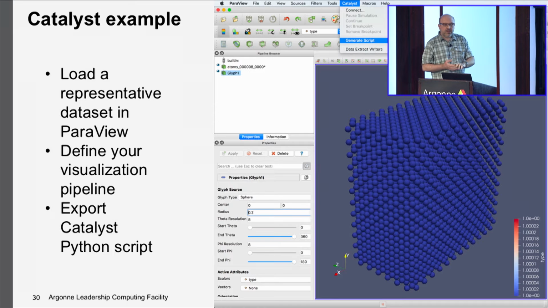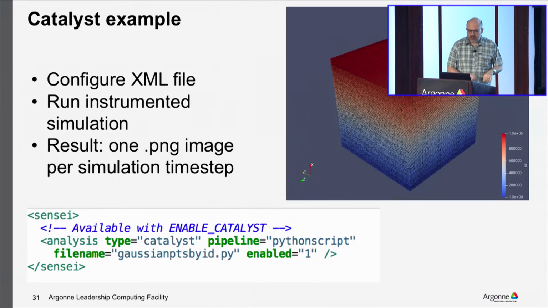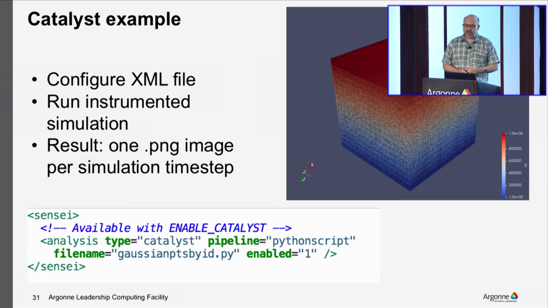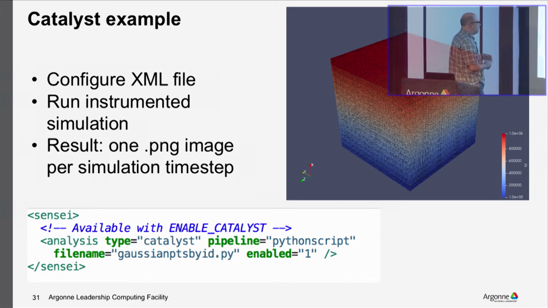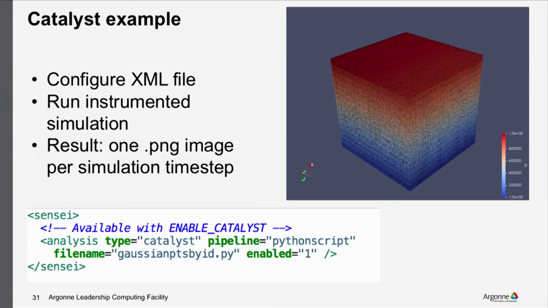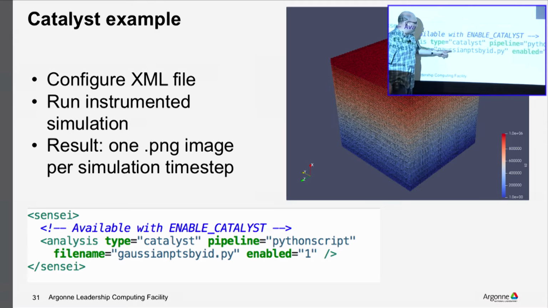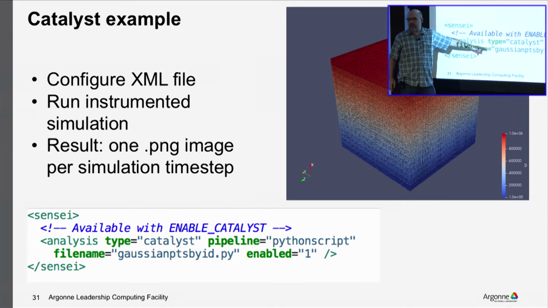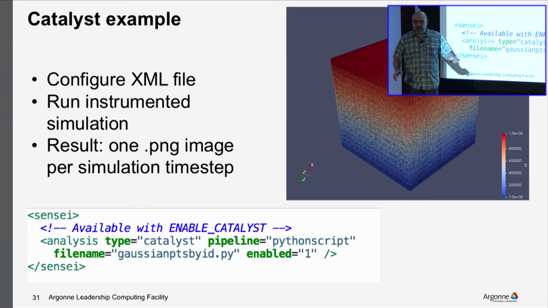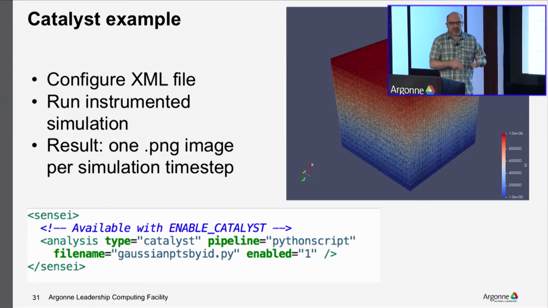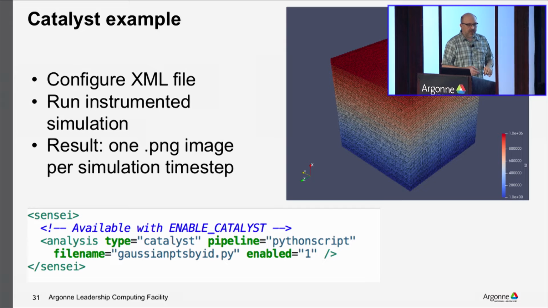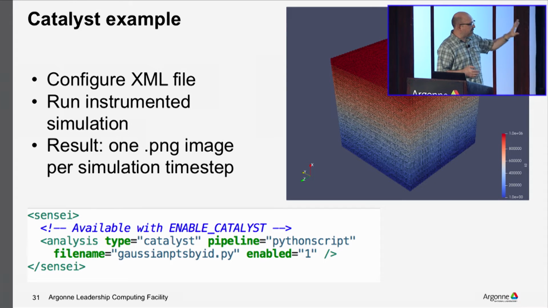That Python script is what we will feed to the Catalyst analysis adapter. And you can see it here, right? In this specific part of XML code. We're telling it, okay, your backend is going to be Catalyst. You'll be executing a Python script. And this is the Python script that we exported from the ParaView interface. It's as simple as that. And then when you do this and run the simulation, every time step, every time there's new data, a picture will be generated like that.